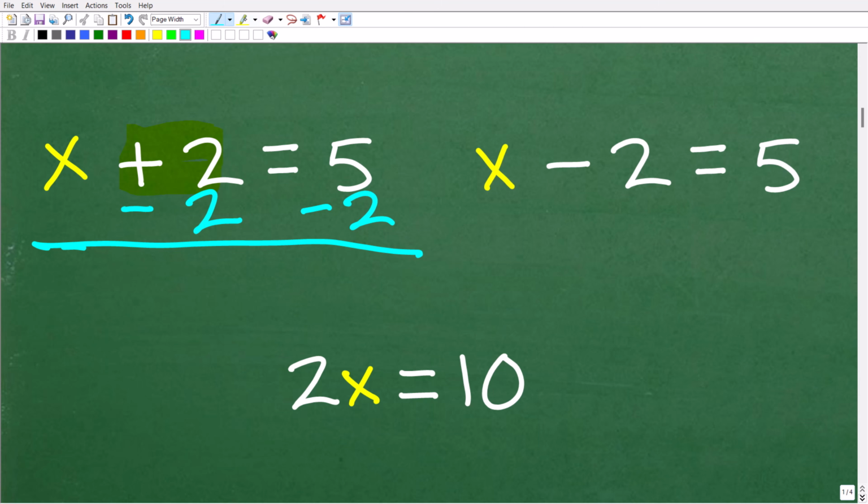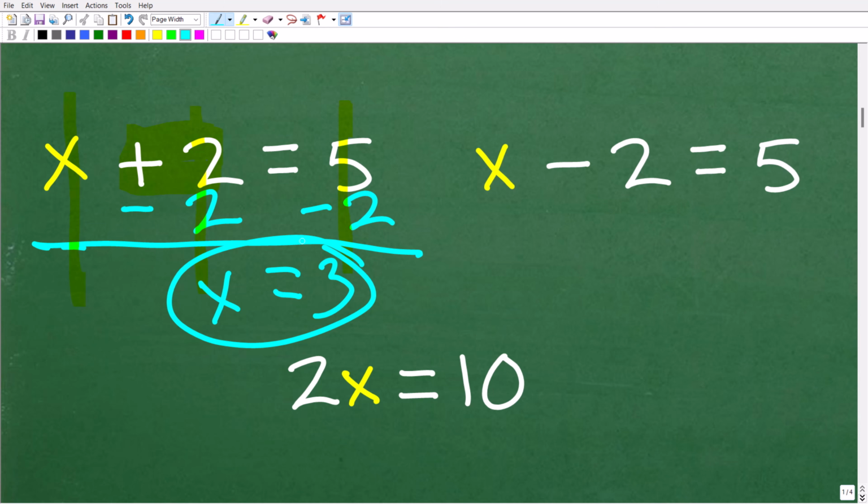To solve this equation, all we're going to do now is add down in a column manner. So x plus nothing is x, 2 minus 2 is 0, and 5 minus 2 is 3. So we have our solution, x is equal to 3. The main concepts here are that you want to get x by itself on one side of the equation, typically the left-hand side. And whatever you do to one side of the equation, as long as you do it to the other side, you are good to go.